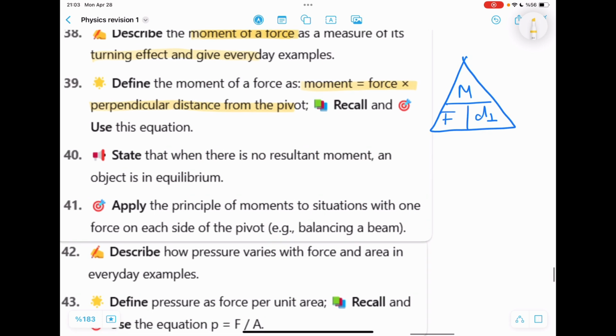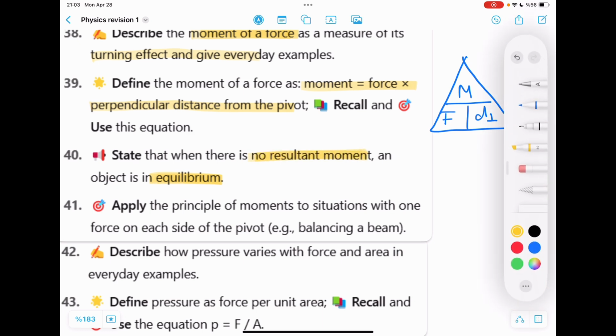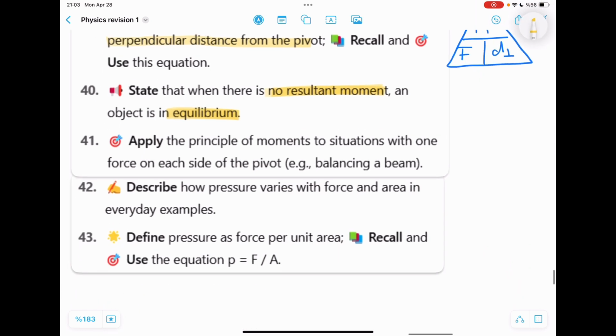State that when there is no resultant moment, an object is in equilibrium. No resultant force and no resultant moment. This is equilibrium. Equilibrium is two things, really. Apply the principle of moments to situations with one force on each side of the pivot, such as a balancing beam.